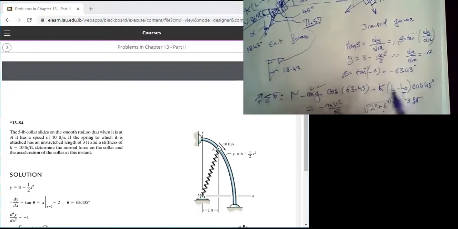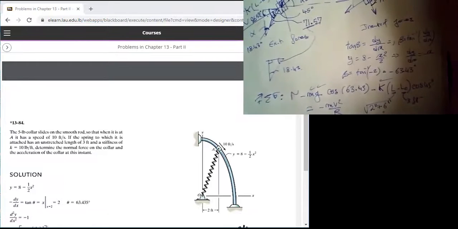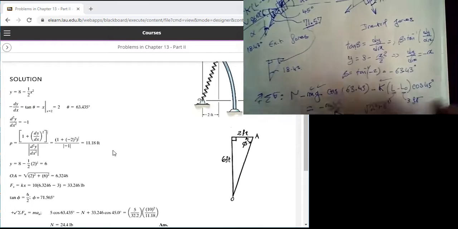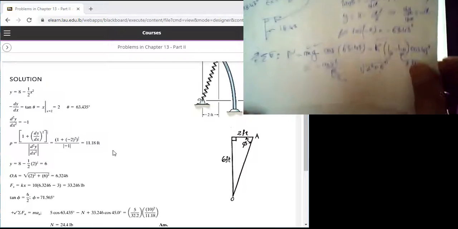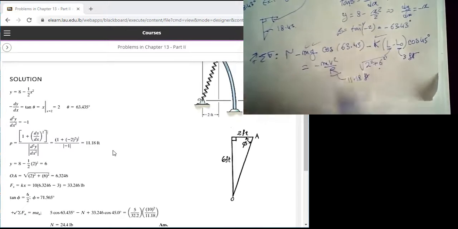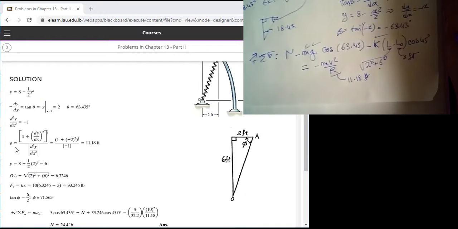We know M, we know G, we know all these guys, we know the stiffness of the spring, we know the velocity, we still need to get the radius, right? So the radius, I'm just going to give it to you from the solution. You just apply the equation, okay? The radius is equal to what? 11.18 feet. So you just do the equation: 1 plus dy over dx squared, all to the 3/2, divided by the absolute value of the curvature, or the second derivative of the curve. Is it all good?